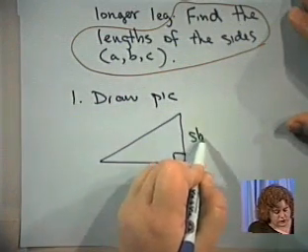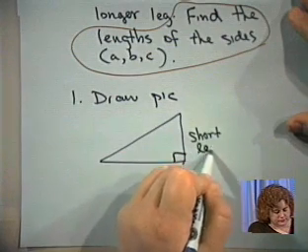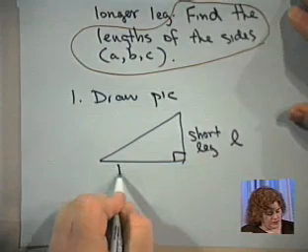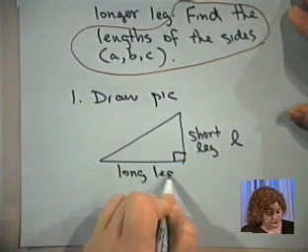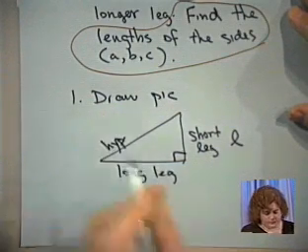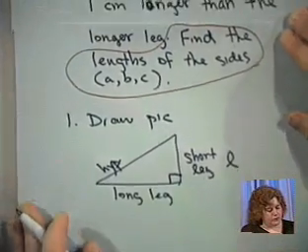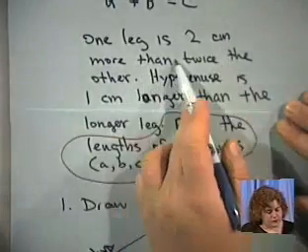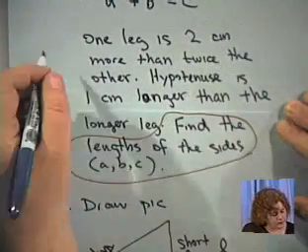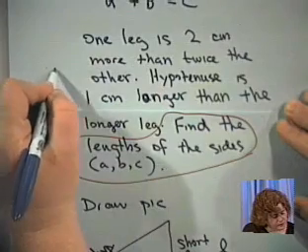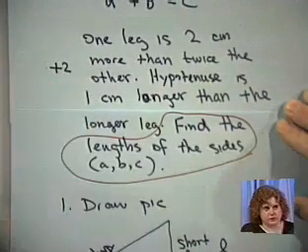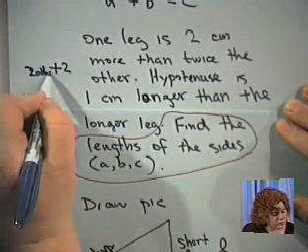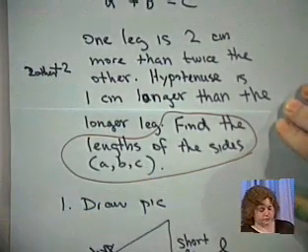Let me just call the short leg L. And I have a long leg, and I have a hypotenuse. Now, one leg is 2 centimeters more than twice the other. All right? 2 centimeters more than is plus 2. Twice the other is 2 times whatever the other is. So 2 other plus 2.